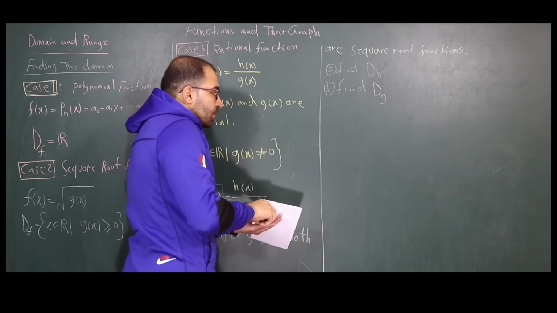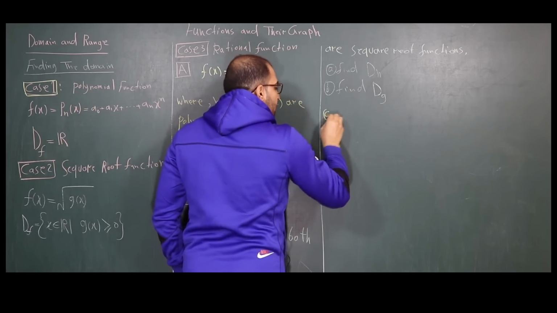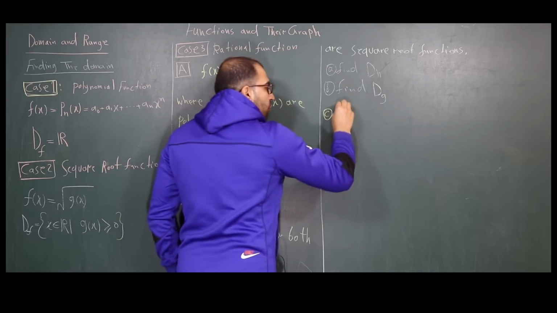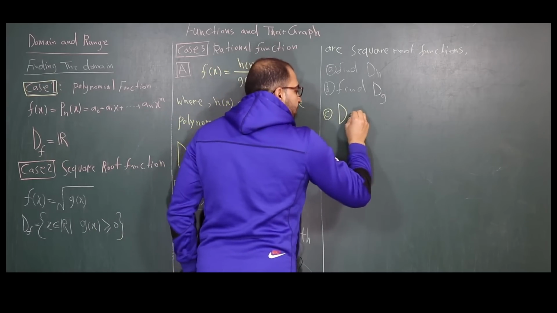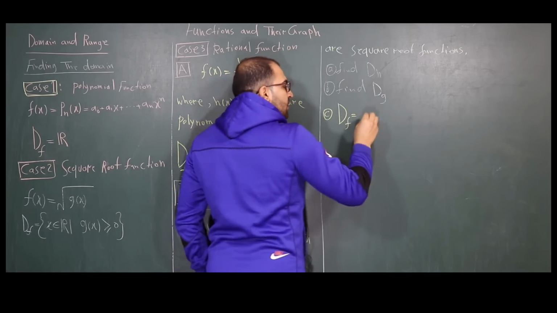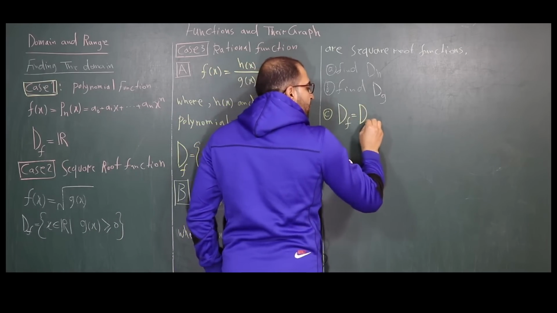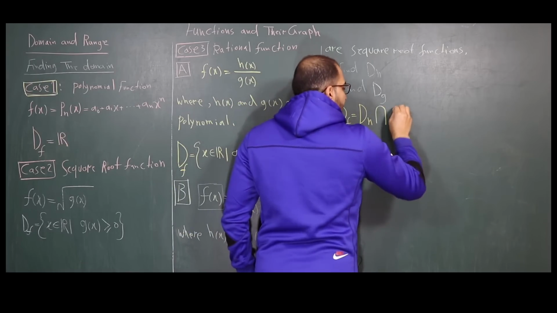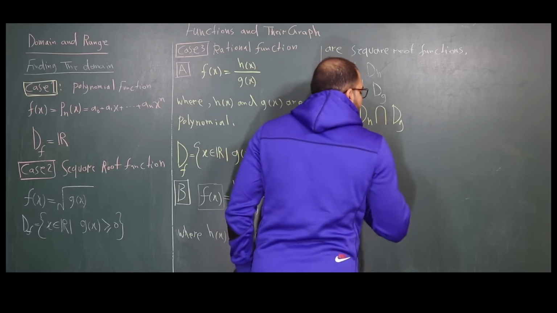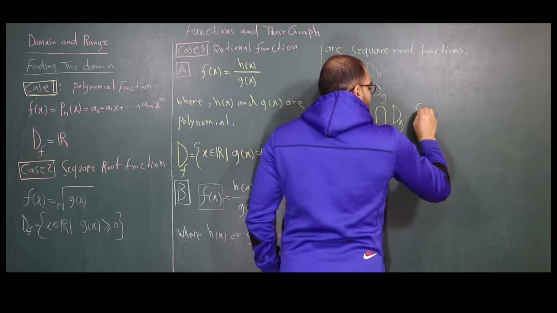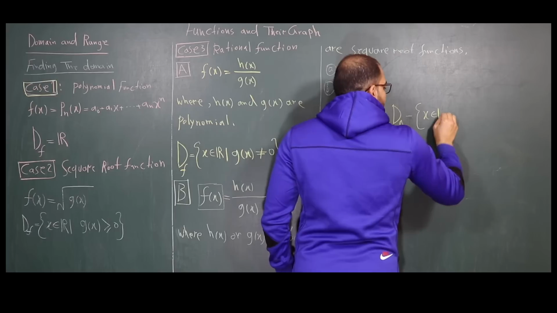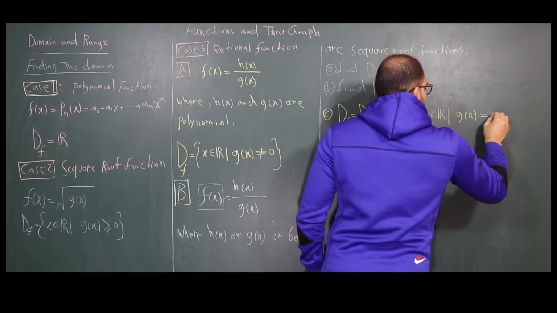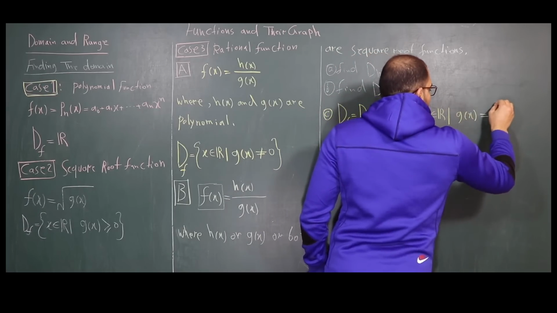And then C, I would say the domain of the function f equal to the domain of h intersected with the domain of g, minus all the elements in R such that g of x equals 0.